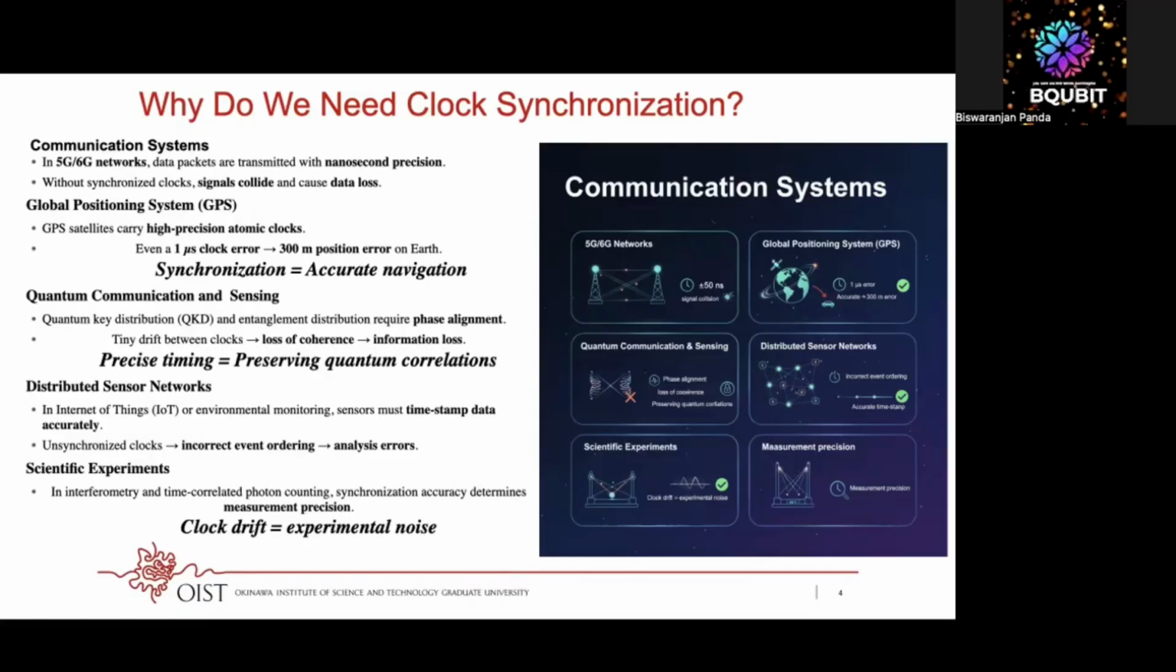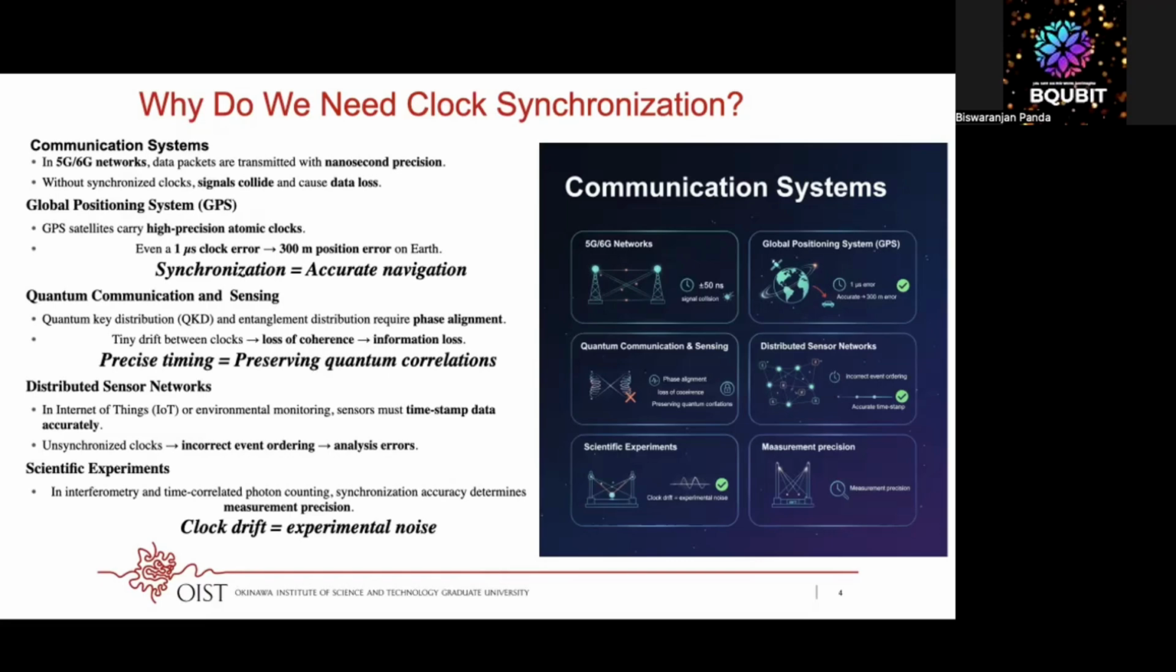Other scientific experiments, other than physics, like here I have written about it, but you can consider in chemistry some chemical reaction times, and in biology there are so many things based on clocks, right? This will create a major severe problem: clock drift equals experimental noise. Okay.